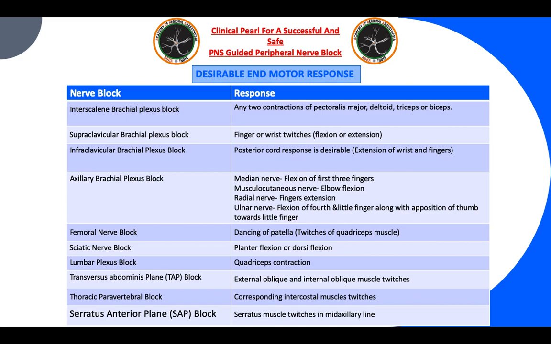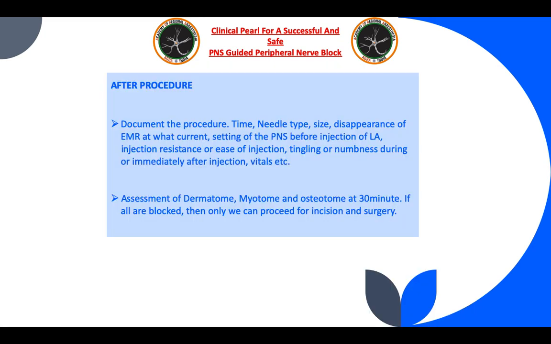These are the desirable end responses for various blocks. Like interscalene block, there should be contraction of pec major or deltoid or triceps or biceps. For supraclavicular, finger or wrist twitches. For axillary nerves, different twitches for different nerves. Femoral nerve block, we look for the dancing patella. So these are the various responses. We should know it, and we should look for it.